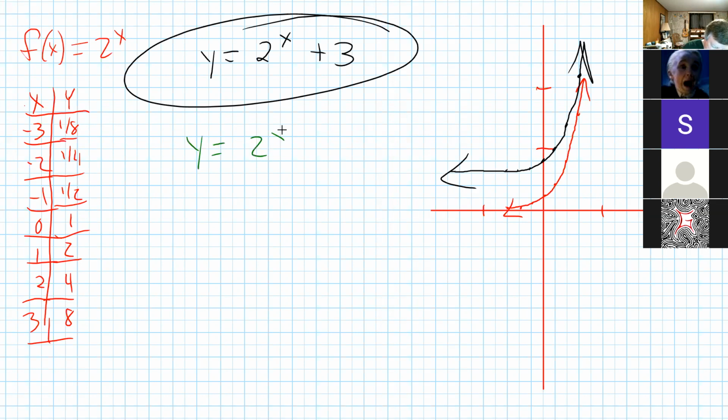Okay, what if you had this? y equals 2 to the x minus 2. It's going to look just like the red equation, but everything's going to be down 2 units. So you'd have it here and here and here and here.